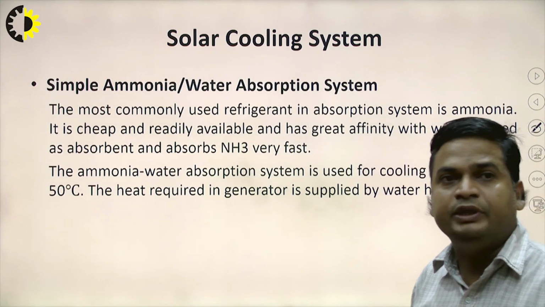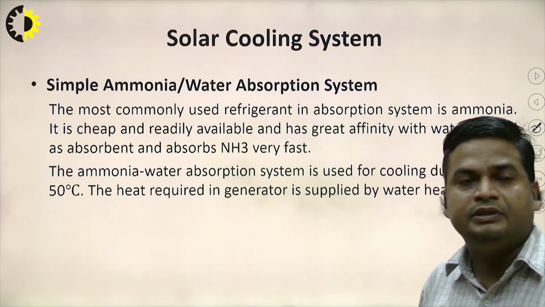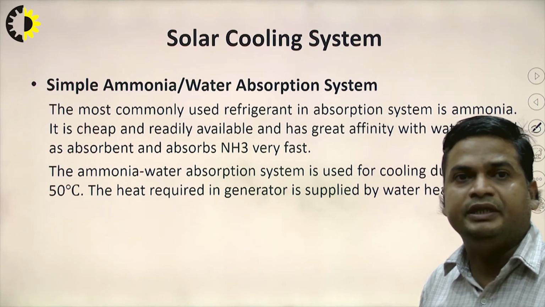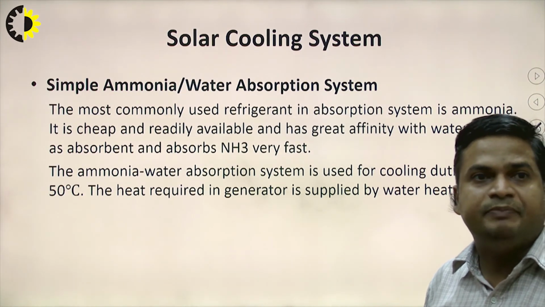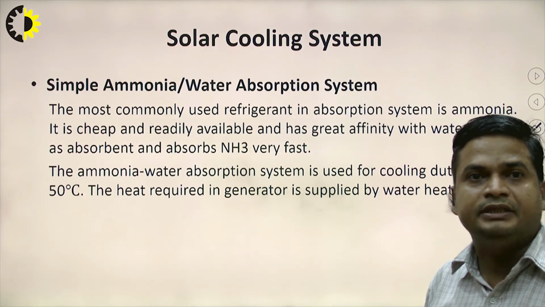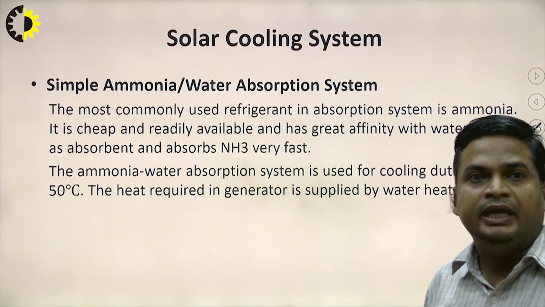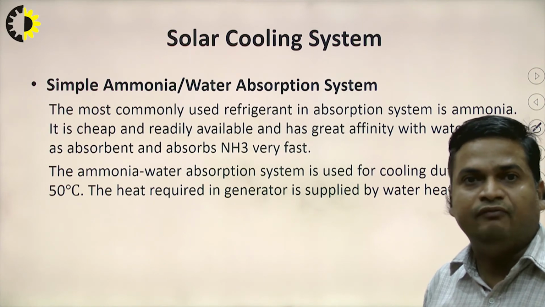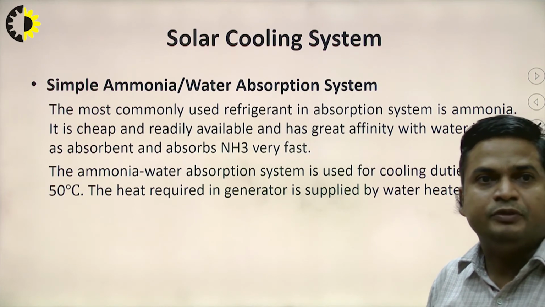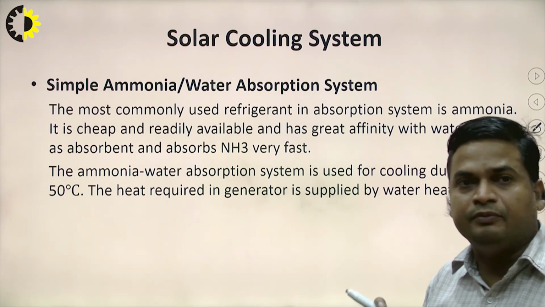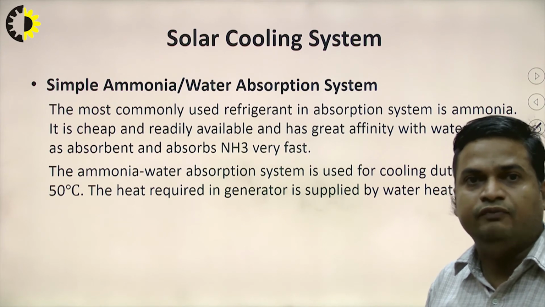So, simple ammonia water absorption system. The most commonly used refrigerant in absorption systems is ammonia. It is cheap and readily available and has great affinity with water. Means it is easily absorbed by the water. Water is used as absorbent and absorbs ammonia very fast and makes the rich mixture, a strong solution of ammonia.